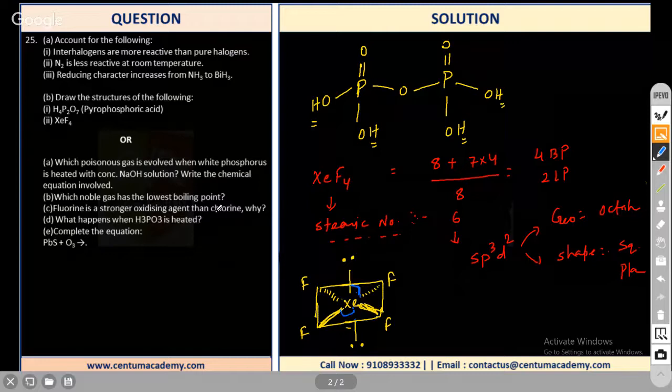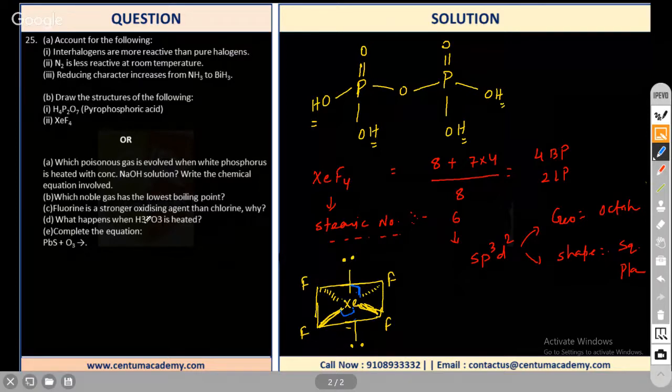Reason what you'll write, you can write, as we go down the group, the intermolecular forces increase. Right? Now they have very weak intermolecular force, that is London dispersion force, right? But whatever force is there, it is present in all the molecules, and as we go down the group, these forces increase, right? And that is why the boiling point also increases. Helium has the least boiling point among the noble gases.